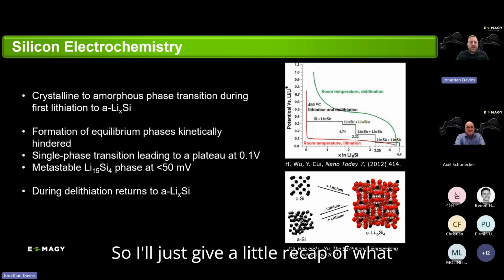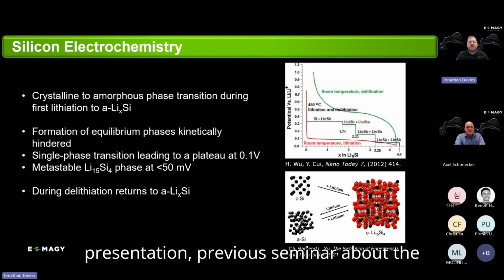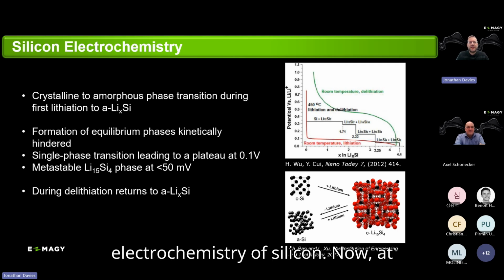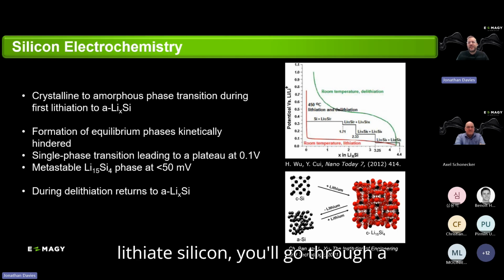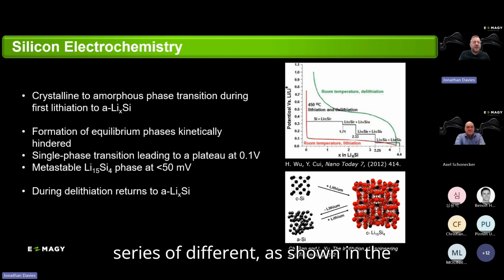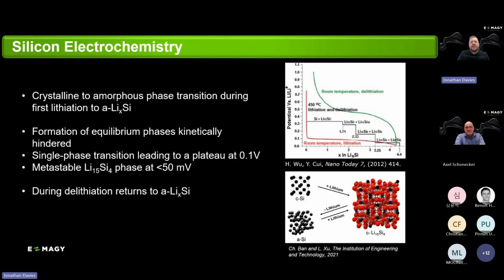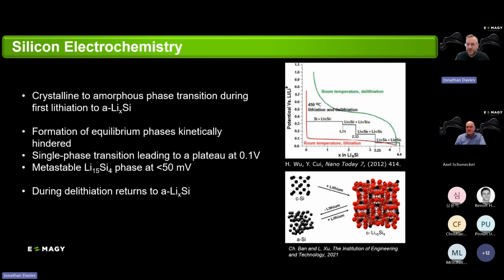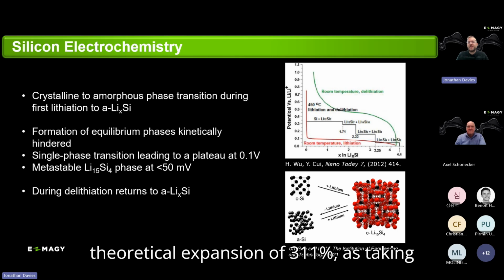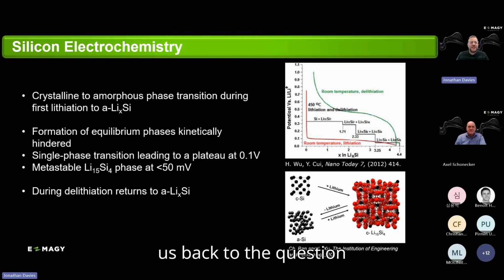So I'll just give a little recap of what was mentioned in the previous seminar about the electrochemistry of silicon. Now at 450 degrees, if you lithiate silicon, you'll go through a series of different lithium silicon alloys, which I've shown on the right-hand side here, eventually ending up with Li22Si5, which corresponds to 4,200 milliampere hours per gram. And this is the material that has a theoretical expansion of 311%, taking us back to the question earlier.